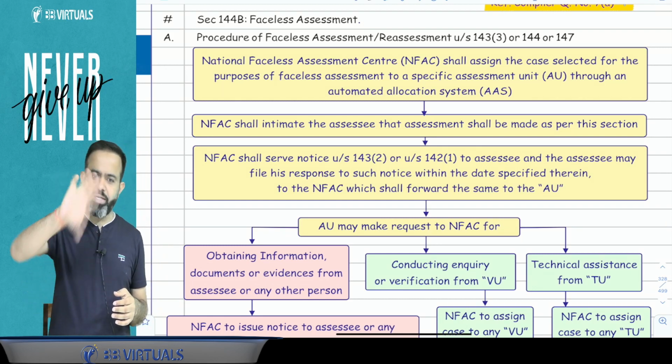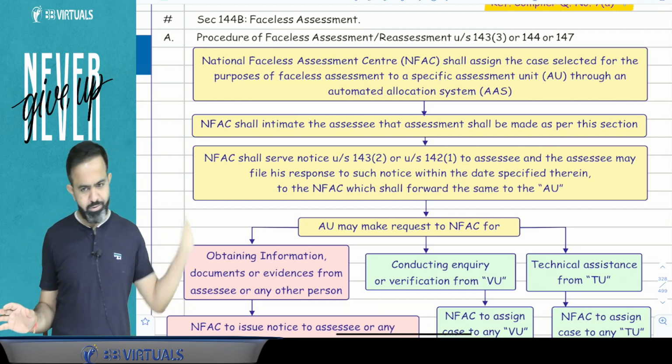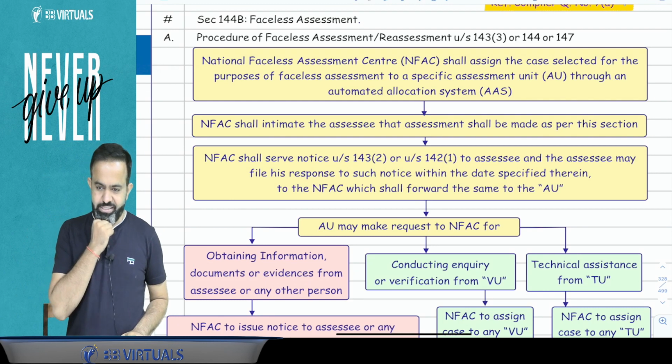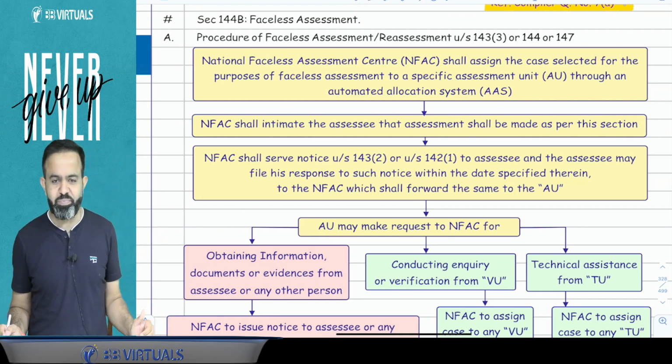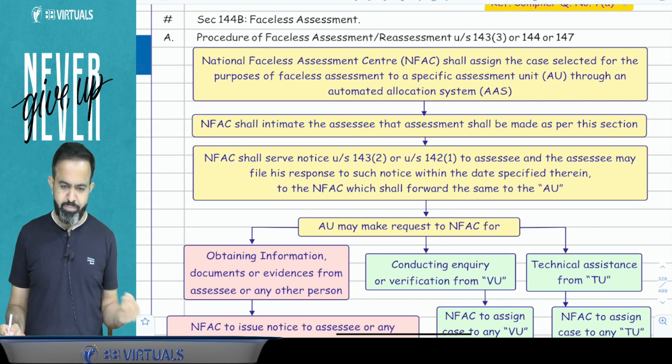Volume 2 means for the regular batch student. If you are a fast track, then obviously compact. Okay, so what is the faceless assessment? Why faceless assessment? Very simple part, very interesting part.